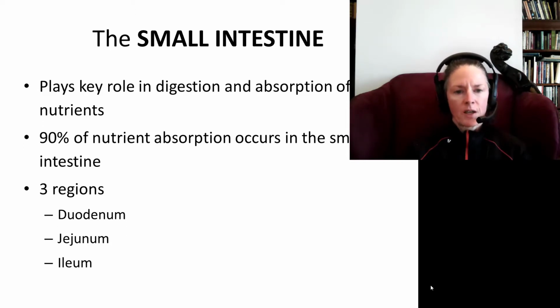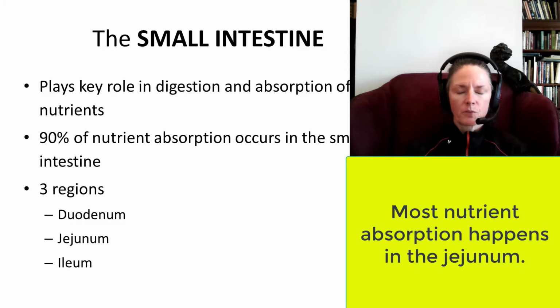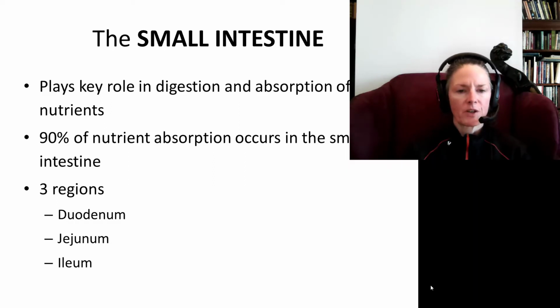The next region is called the jejunum, and this is where we're going to see the majority of absorption occurring. The jejunum is going to have histology that's highly folded. So we're going to see our plicae circularis here, and we're going to see our villi here, and we're going to see a vast increase in the surface area so that we can absorb the nutrients and produce enzymes.